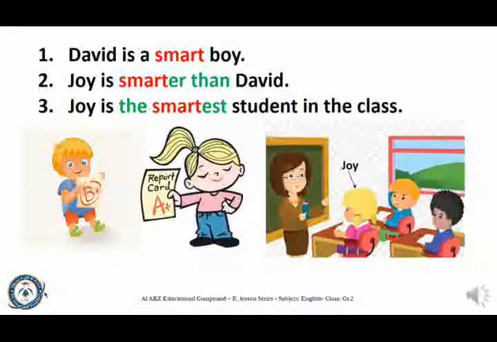This is David. David is a smart boy. Look at Joy. Joy is smarter than David. Joy is the smartest student in the class. In sentence number 1, smart is a describing word. It is not used for comparison. In sentence number 2, smarter is used for comparison between Joy and David. While in sentence number 3, smartest is used for comparison between more than two people. The superlative adjective here is referring to the best one among a group.